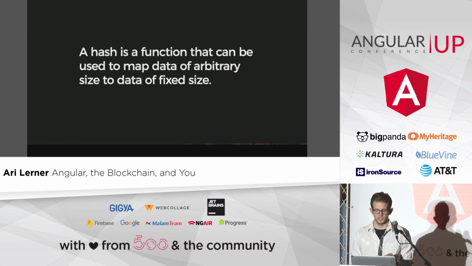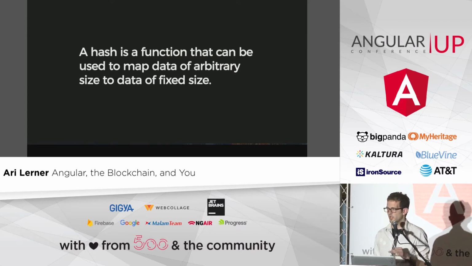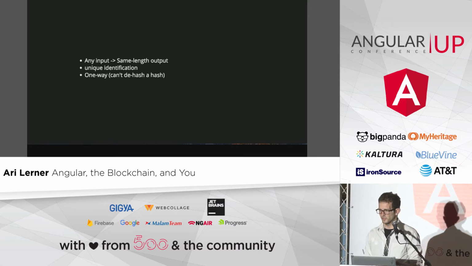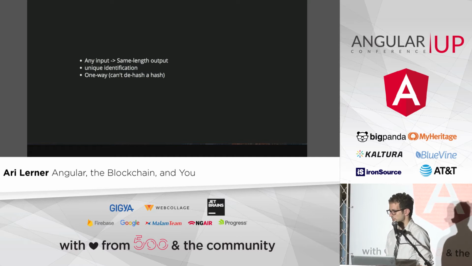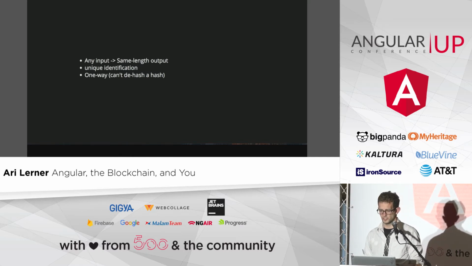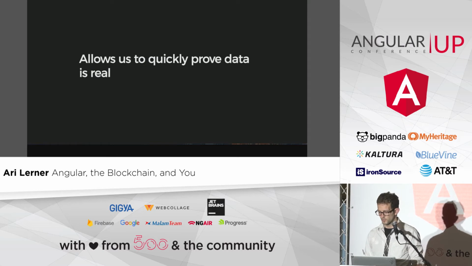A hash function is a function that maps an arbitrary length input to a fixed length output. These are one-way functions. You can't de-hash something. Anytime that we put any value into a hash, we expect the same value to come out. It's a one-to-one function. So why would we do this?